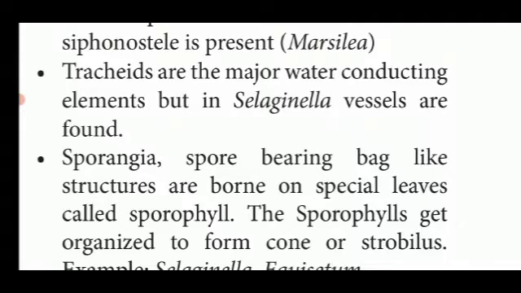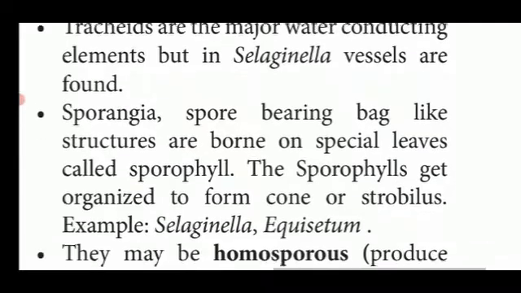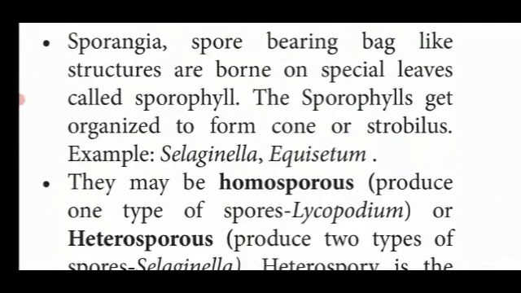Among these 4, the tracheids are only present in the pteridophytes. All the pteridophytes possess tracheids as the major conducting elements except Selaginella, which contains vessels. The vessels are mostly found in higher plants such as angiosperms. Sporangia, spore-bearing bag-like structures, are borne on special leaves called sporophylls.